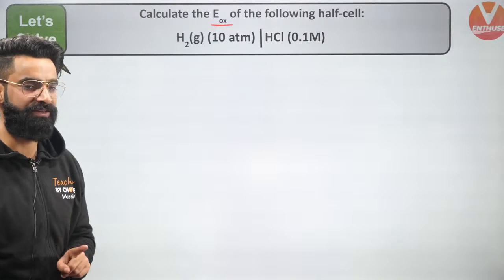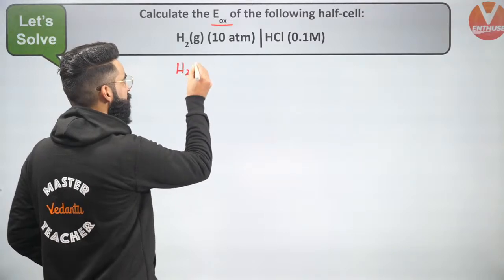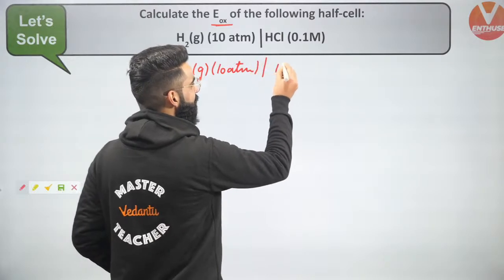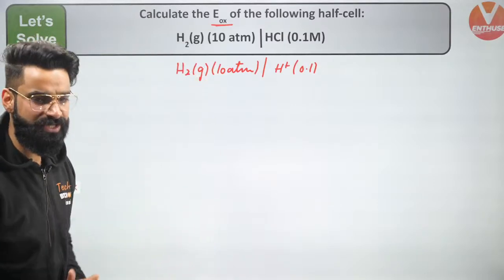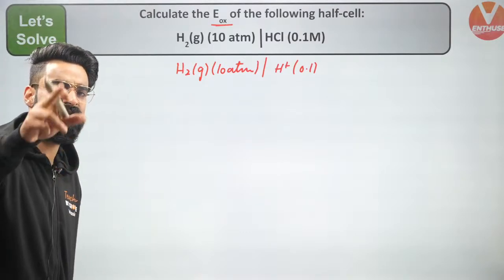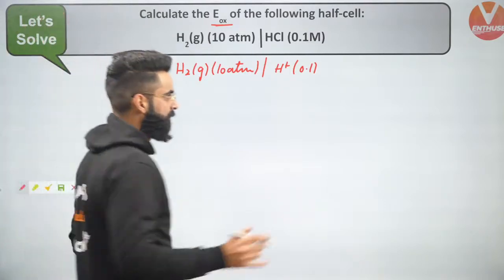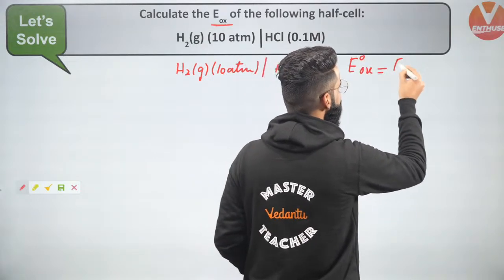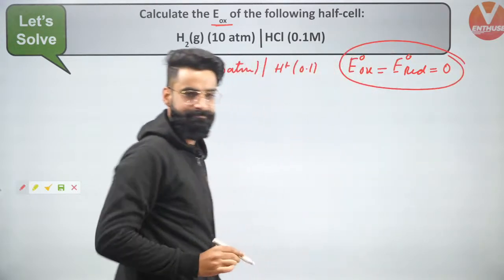People, if you would have noticed one thing, can I say I can write this cell like this as well. H2 gas whose pressure is 10 atm. Instead of HCl, I can write H positive whose concentration is 0.1 molar. Can I say this is the hydrogen electrode which is given to me? Yes. This is the hydrogen electrode, and people, standard oxidation potential as well as standard reduction potential of the hydrogen electrode is always taken as 0 as the reference, if you remember.